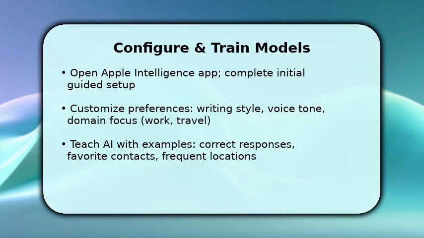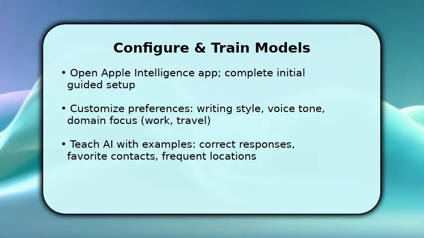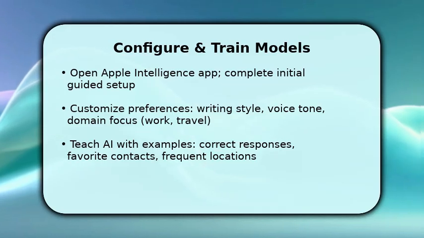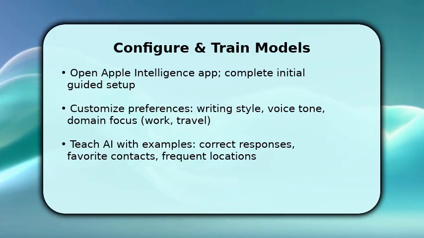Next, you configure and lightly train Apple Intelligence so it matches your workflows. Open the Intelligence settings, pick writing tone and voice, and connect the apps you want it to assist with. This is where you decide how proactive suggestions appear.